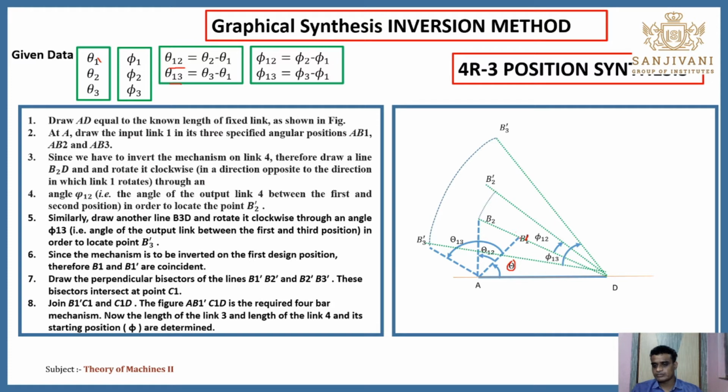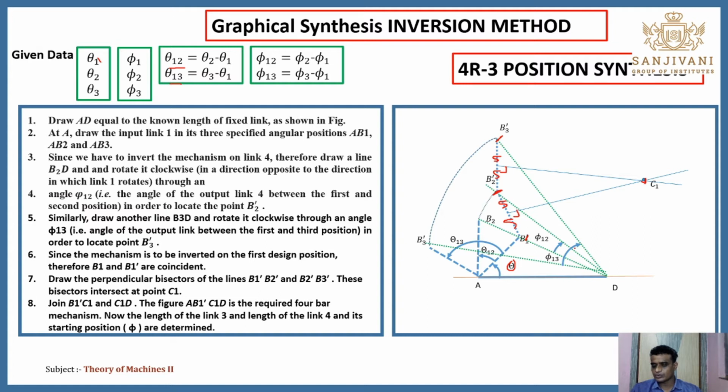Next task, you have to join B1 B2 dash. Next B2 dash B3 dash. Actually this point is B2 dash, this point is the B3 dash. Okay, B1 B2 dash, B2 dash B3 dash. Next you have to take the perpendicular bisector of B1 B2 dash and B2 dash B3 dash. These two are the perpendicular bisectors. These two intersect at a common point, and that common point is C1.